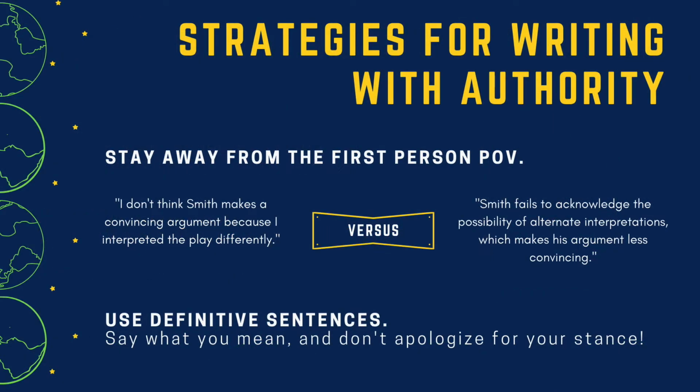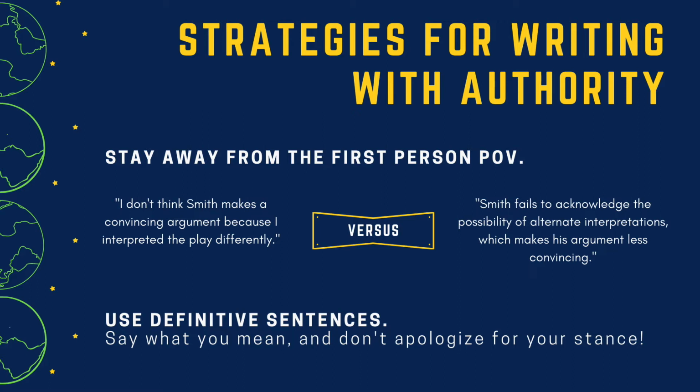Here are some general strategies for writing with authority that you could incorporate. You're going to want to stay away from using the first-person point of view, but you can absolutely present your own thoughts in a different format. So, for example, hear the difference between, "I don't think Smith makes a convincing argument because I interpreted the play differently," versus, "Smith fails to acknowledge the possibility of alternate interpretations, which makes his argument less convincing." Both of these statements are saying basically the same thing, but one of them takes a much clearer stance.